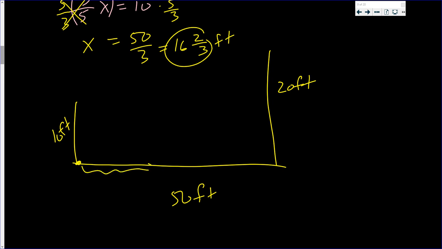Make believe that is 16 and 2/3 feet. If you anchor the wire right there, you'll save the company money. If you put it anywhere else, it'll cost more money. You'll need more feet of wire. Notice I didn't say how many feet of wire you need. But that's actually pretty easy.